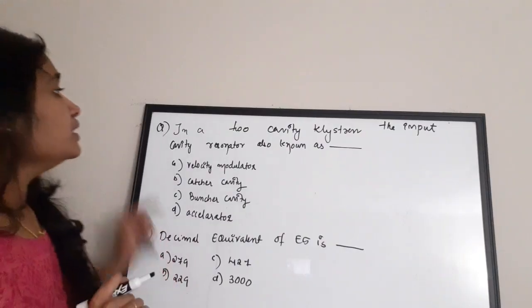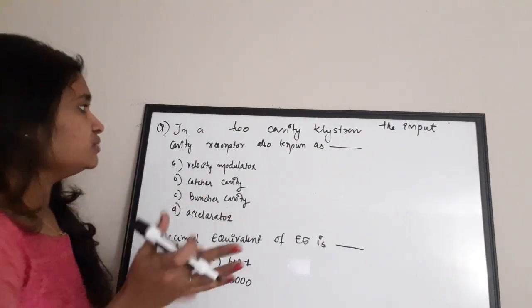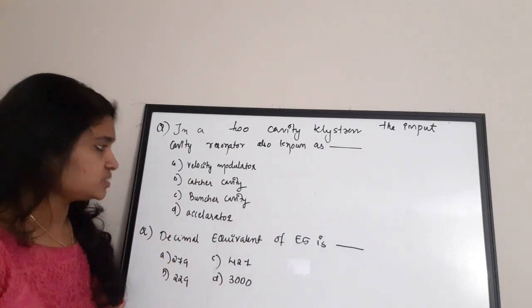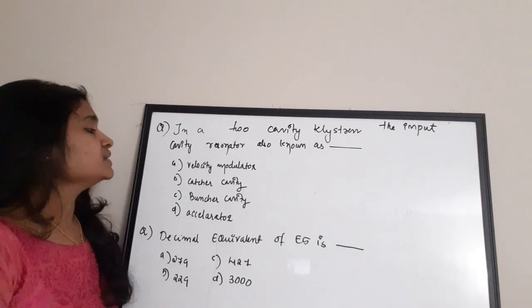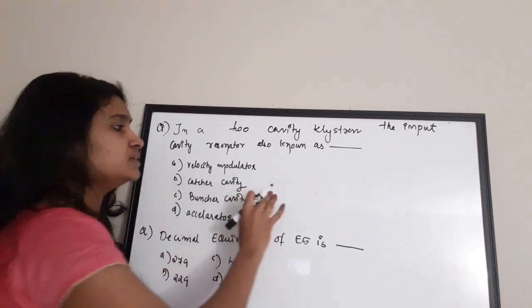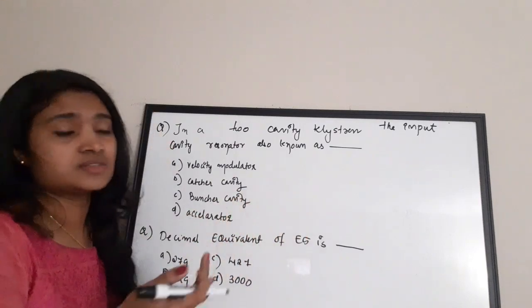Question is, in a 2-cavity klystron, the input cavity resonator is also known as dash. Option A, velocity modulator. B, catcher cavity. C, buncher cavity. D, accelerator. So we'll see the general structure of a 2-cavity klystron.